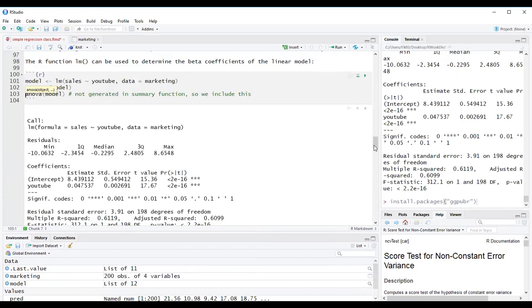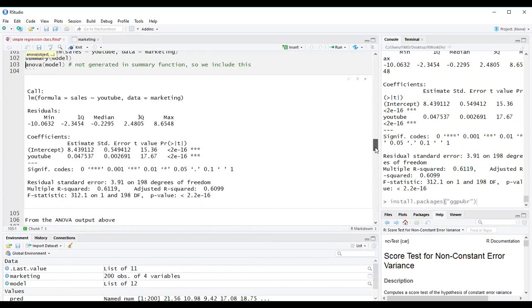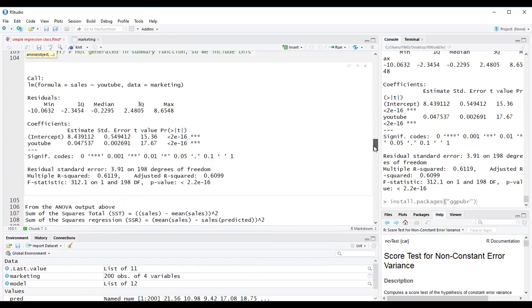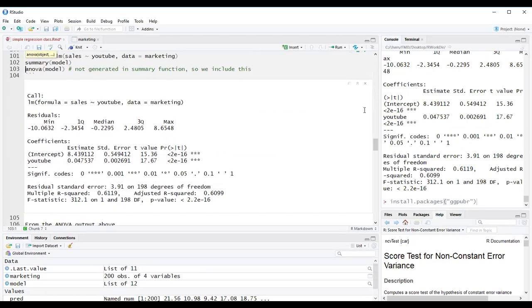All right, so let's take a look at this, guys, because this is now the heart of the output in linear models. First, R is restating here the model that we're using. It's a linear model where your sales is regressed on YouTube. Data is from marketing. And then here you have the basic stats for your residuals, the minimum value of your residuals. Residuals refer, guys, to your error terms.